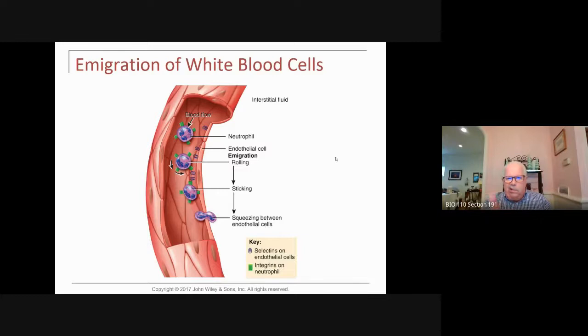Okay? And this is what happens. They leave the bloodstream. They go into the tissue. They emigrate. All right? Think of this as a wall, and the white cells are climbing the wall and getting into the infection. All right?